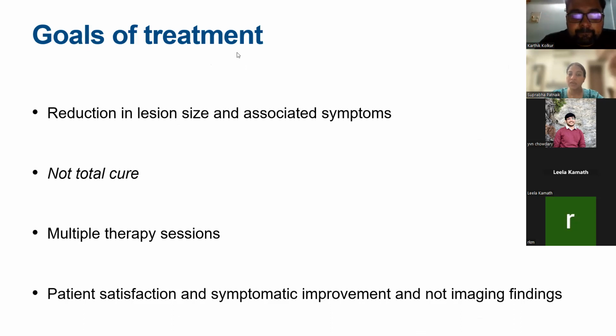Again, to re-emphasize, the goals of treatment in a case of a vascular anomaly are reduction in size and the associated symptoms, not a total cure, which is very, very difficult unless it is a very localized lesion, and multiple therapy sessions of different modalities will be required. An important thing is to achieve patient satisfaction and symptomatic improvement and not just a change in the imaging findings. Next, please.